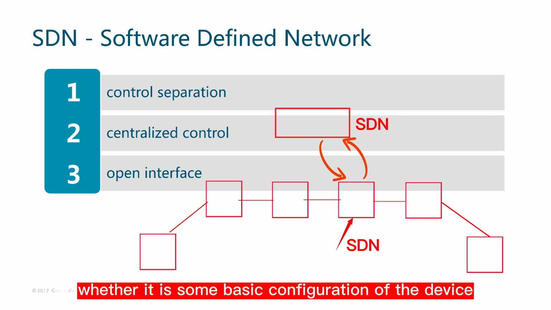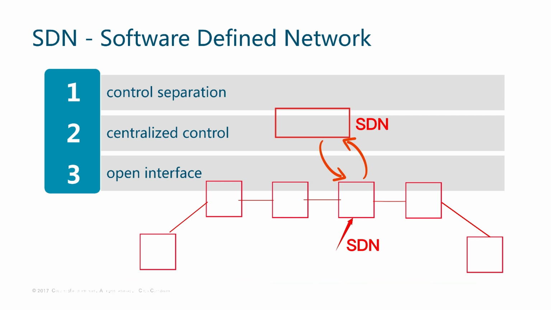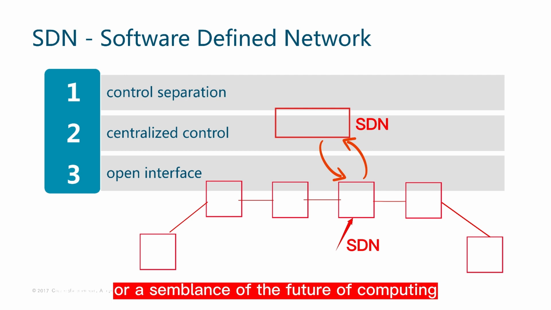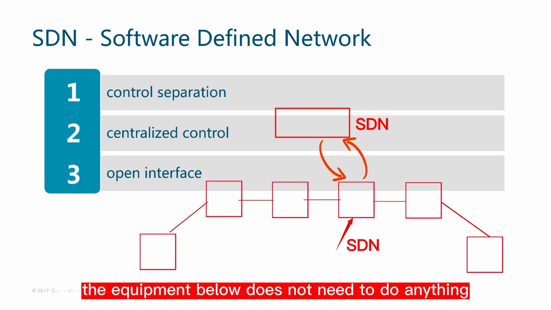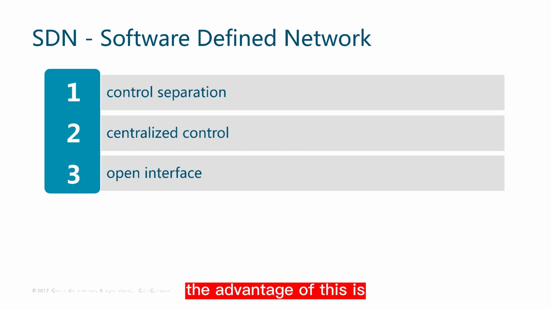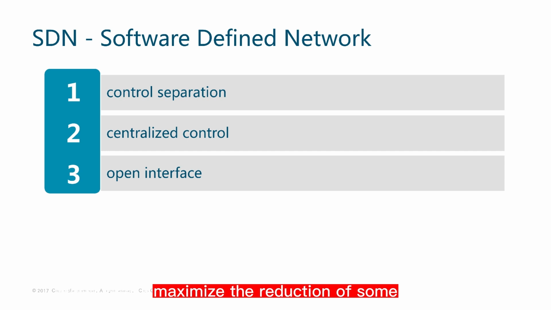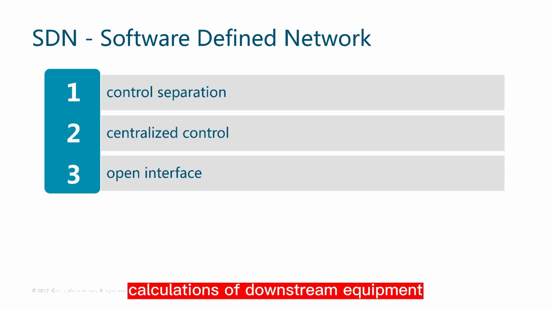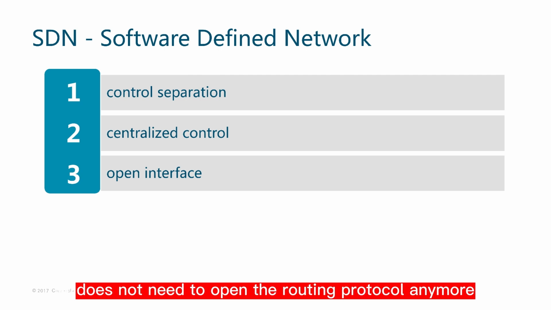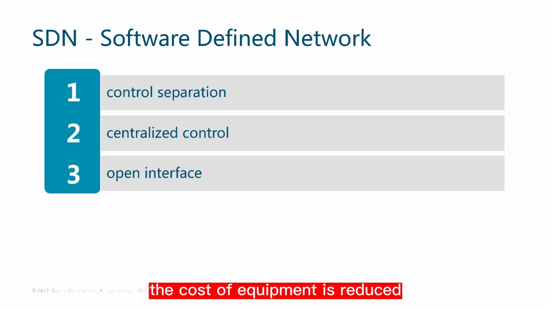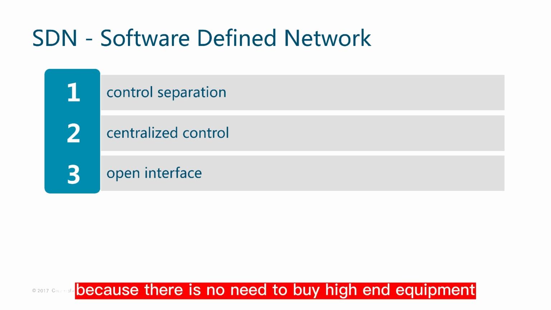Whether it is some basic configuration of the device, or the calculation results, they are forwarded directly. The equipment below does not need to do anything. The advantage of this is that it maximally reduces the calculations of downstream equipment and saves hardware resources. The downstream device does not need to run the routing protocol anymore. The cost of equipment is reduced, because there is no need to buy high-end equipment.